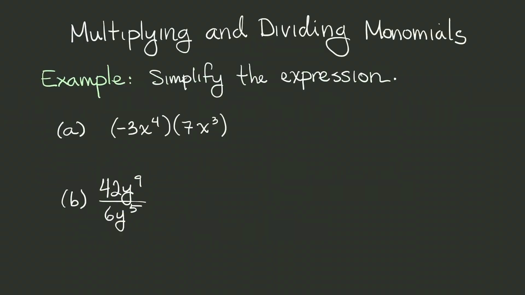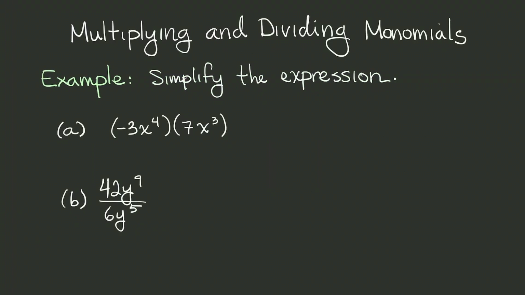To multiply or divide monomials, the first thing that we're going to do is either multiply or divide the coefficients, and then we'll multiply or divide the exponents. Let's look at a couple examples of multiplying and dividing monomials. We're asked to simplify the expression.